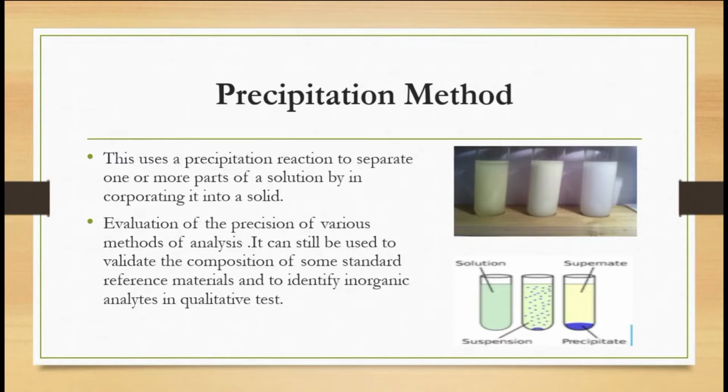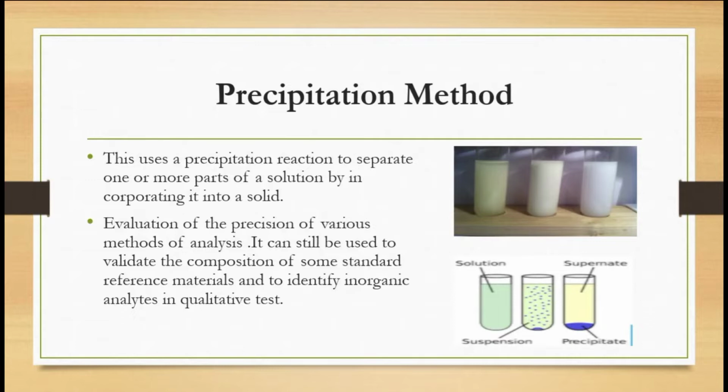The precipitation method uses a precipitation reaction to separate one or more parts of a solution by incorporating it into a solid. Precipitation gravimetry is an analytical technique that uses a precipitation reaction to separate ions from a solution. The chemical added to cause the precipitation is called the precipitant or precipitating agent. The solid precipitate can be separated from the liquid components using filtration, and the mass of the solid can be used along with a balanced chemical equation to calculate the concentration of ionic compounds in solution.